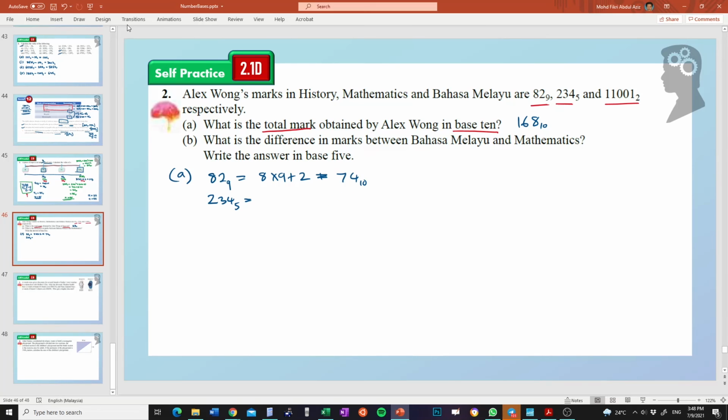Yang saya cakap pasal 2 3 4 ni lah 3 digit kan. So that is basically 2 times 5 squared tambah 3 times 5 kuasa 1 tambah 4 darab 5 kuasa kosong. Okay? Oh, okay, cikgu faham. Sorry. So that is 50 plus 15 plus 4.